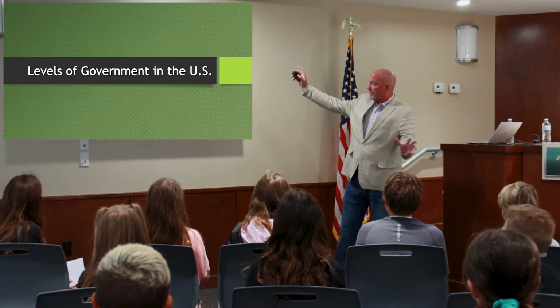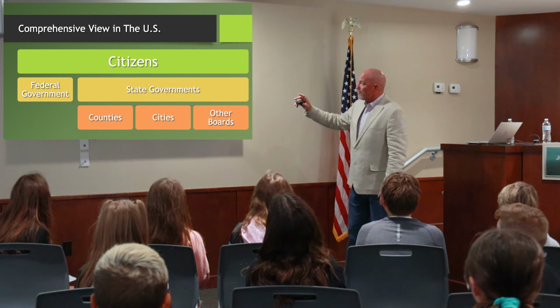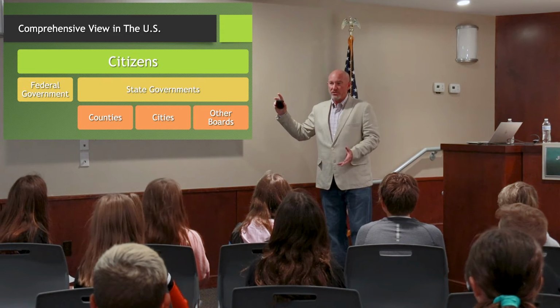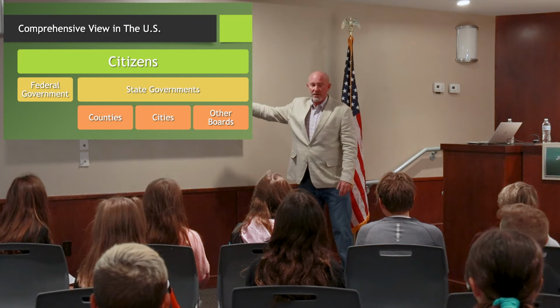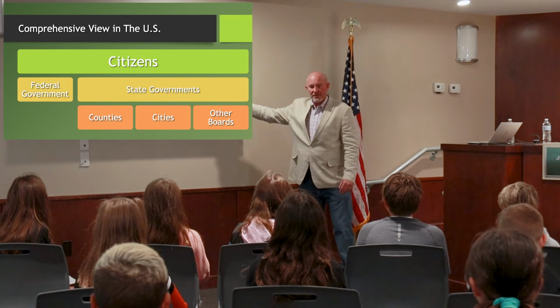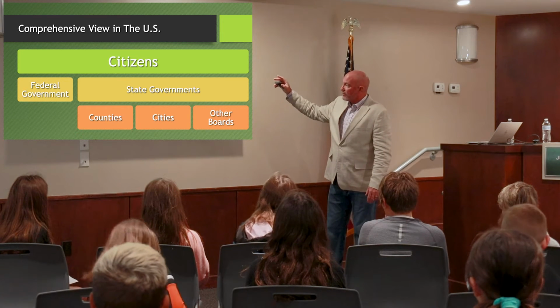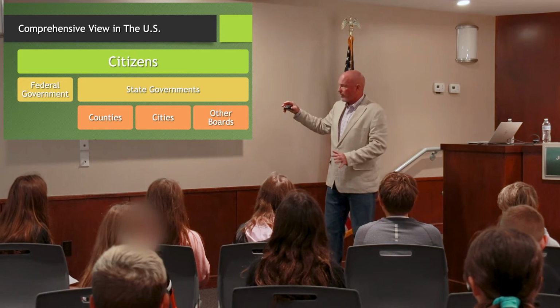This is a very comprehensive, 100,000-foot view, but the United States is a constitutional republic. In a constitutional republic, the citizens give permission to the government that they elect to make laws that the citizens will live under, okay? So there are three levels of government in the United States, generally.